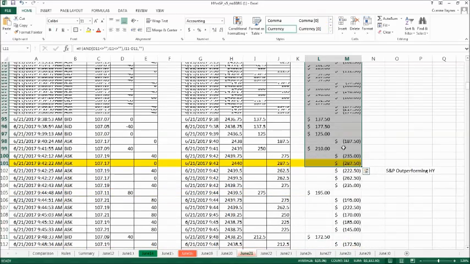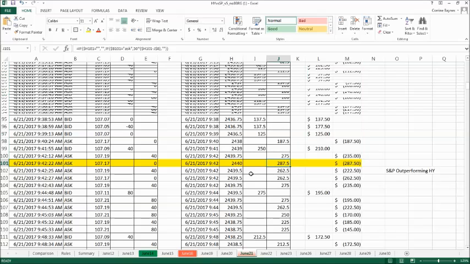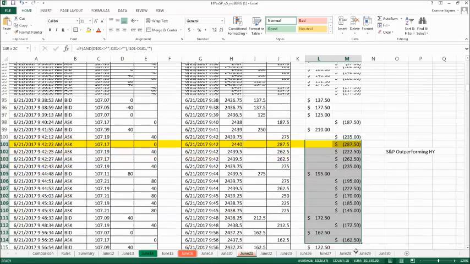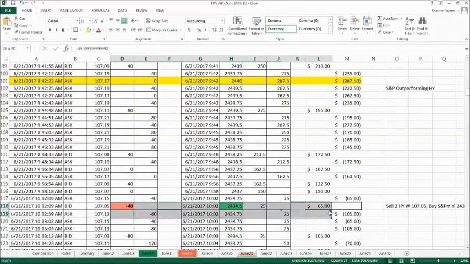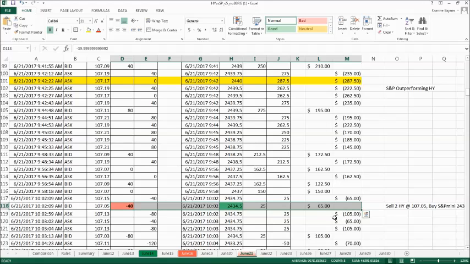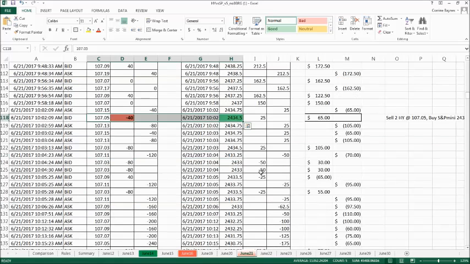And at some point here we see that the S&P becomes rich. The S&P is up $287.50. HY is unchanged on the day, so the S&P is the outperformer. We're now looking for a chance where this pulls back to a $100 difference, and fairly quickly here it does, and that would be our opportunity. We would sell the HY at 107.5 and buy the S&P at 2434.5.